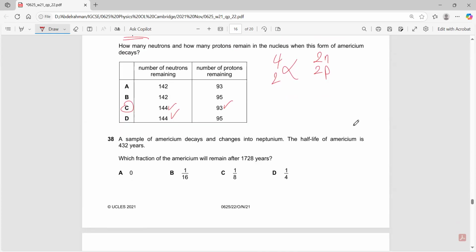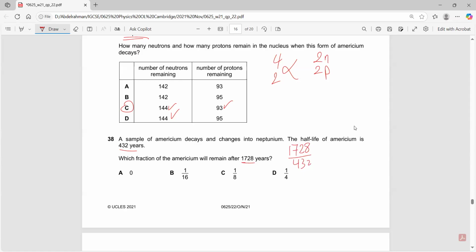A sample of americium decays and changes into neptunium. The half-life of americium is 432 years. Which fraction will remain after 1,728 years? Which fraction would remain? So let's see. What's 1,728 divided by 432? If you say 1,728 divided by 432, this would be 4. Right? This would be 4. So you'd say 1 over 4 is the correct answer.